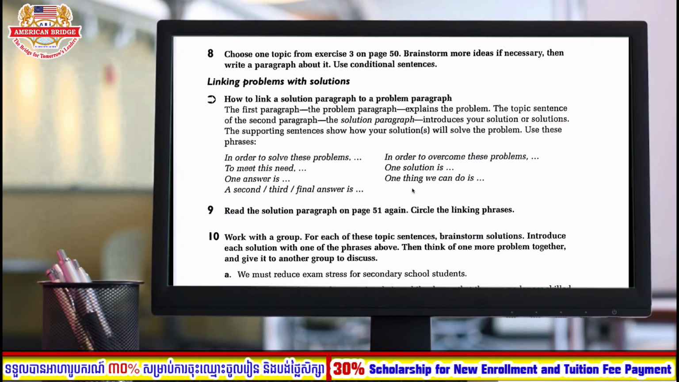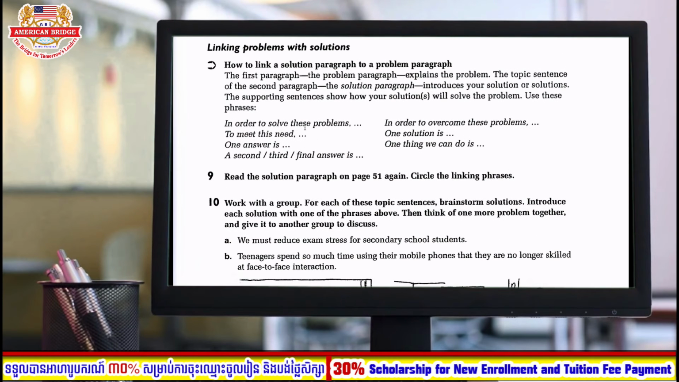Okay, so here when we talk about problem and solution, how can we link the problem with the solution? So we need to use the linking phrases, right? So here, the first paragraph, mostly we talk about the problem paragraph. It doesn't mean that the paragraph has a problem, but the paragraph that describes the problem, which means explains the problem here, right? So the topic of the second paragraph, they talk about the solution. So it introduces your solution or many more solutions. So use these phrases in order to link the two paragraphs together into one uniform paragraph.